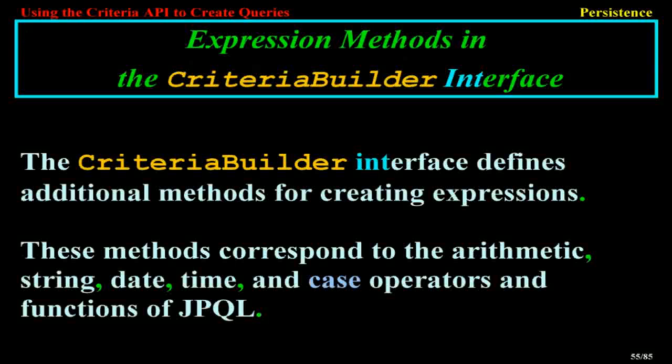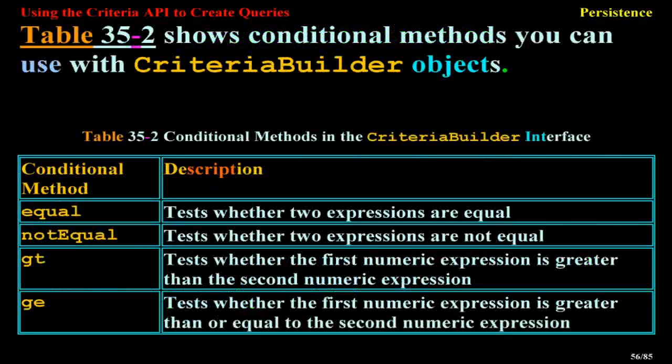Expression methods in the CriteriaBuilder interface. The CriteriaBuilder interface defines additional methods for creating expressions. These methods correspond to the arithmetic, string, date, time, and case operators and functions of JPQL. Table 35-2 shows conditional methods you can use with CriteriaBuilder objects. Table 35-2, conditional methods in the CriteriaBuilder interface.